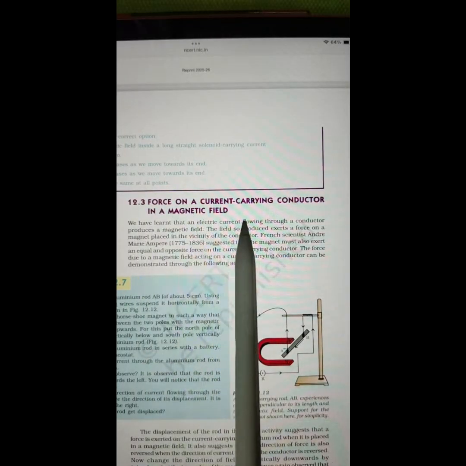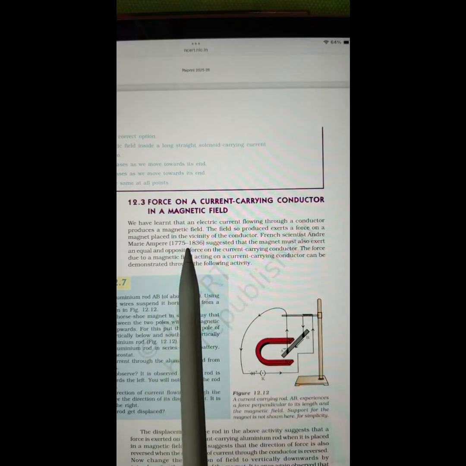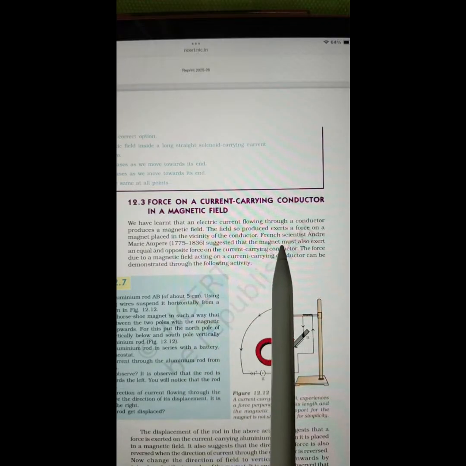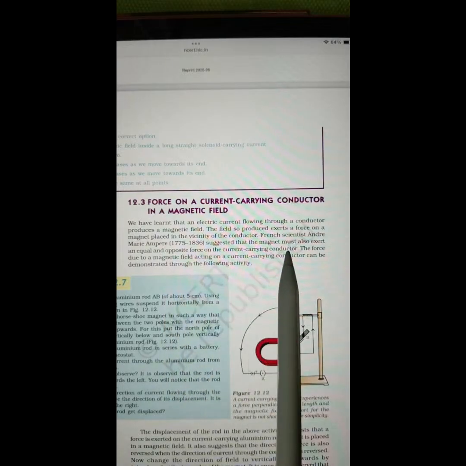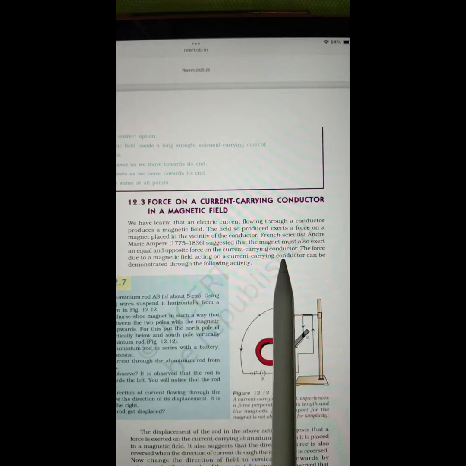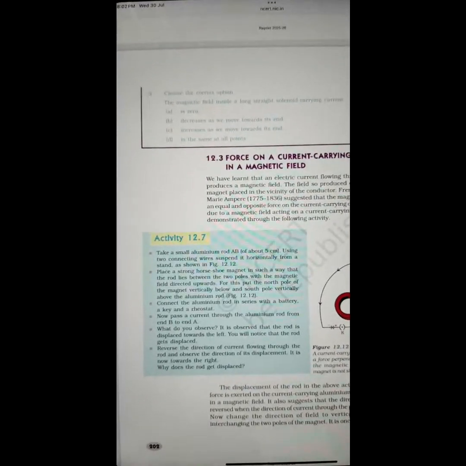12.3 Force on a current carrying conductor in a magnetic field. We have learned that an electric current flowing through a conductor produces a magnetic field. The field so produced exerts a force on the magnet placed in the vicinity of the conductor. French scientist André Marie Ampere, born in 1775 and died in 1836, suggested that the magnet must also exert an equal and opposite force on the current carrying conductor. The force due to magnetic field acting on a current carrying conductor can be demonstrated through the following activity.